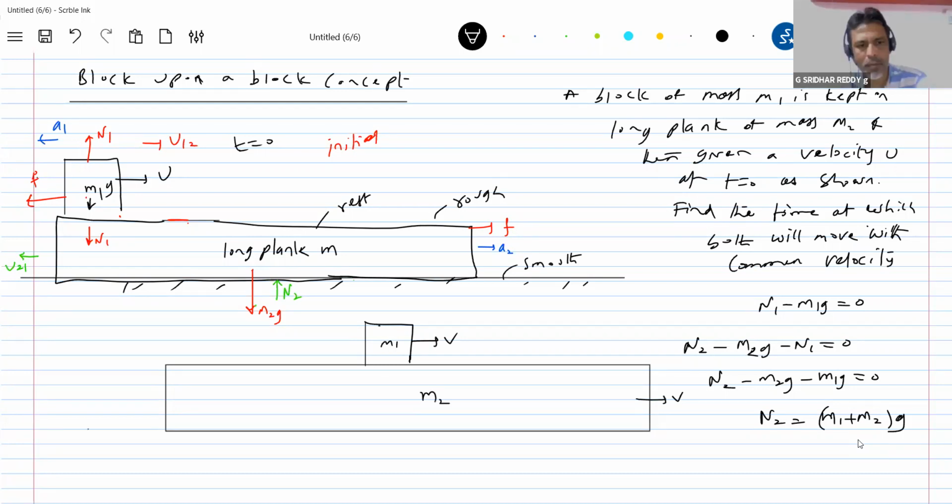Let it be m2. And at one instant of time, both will have a common velocity. This is that time t. Now you tell me, will any friction act here? There's no relative motion, no? The friction will not act.